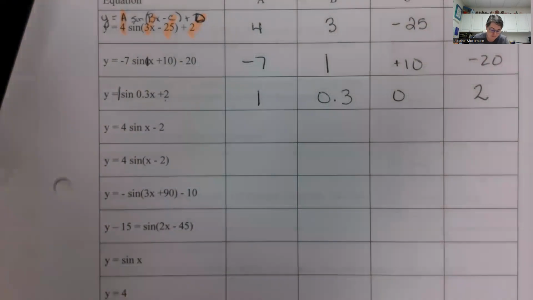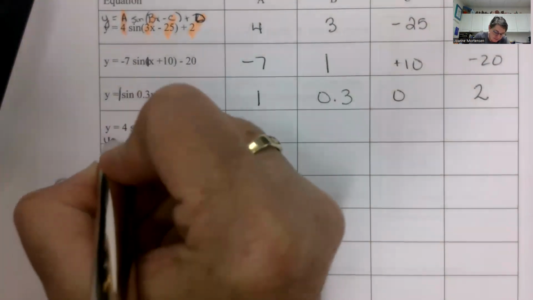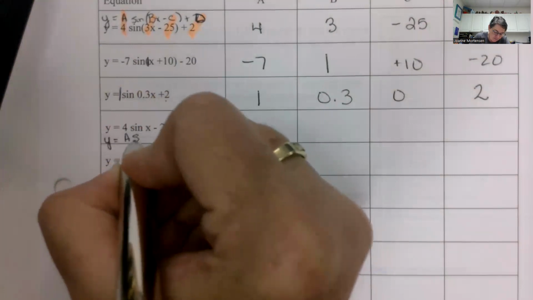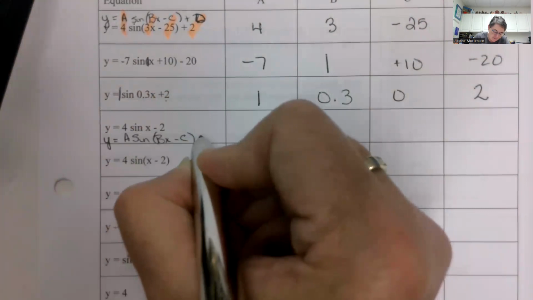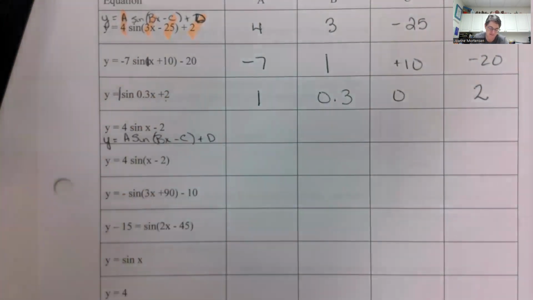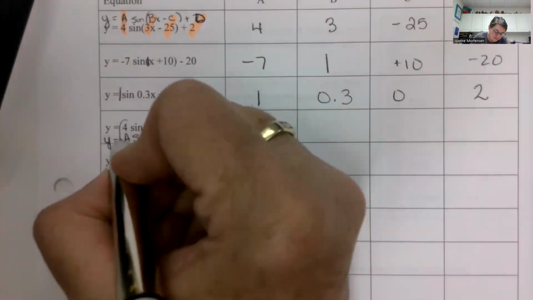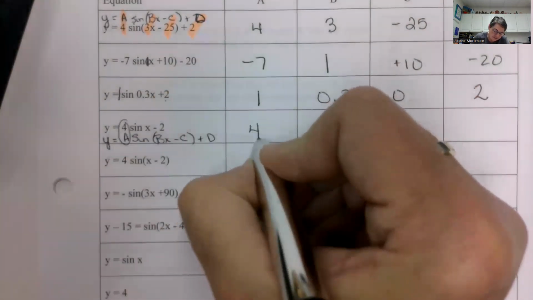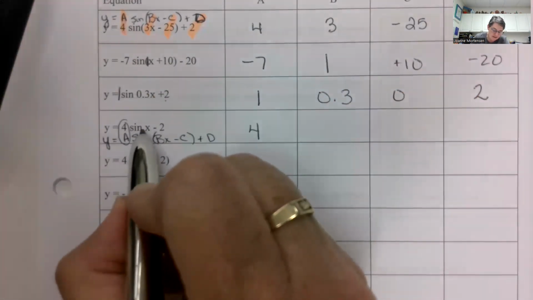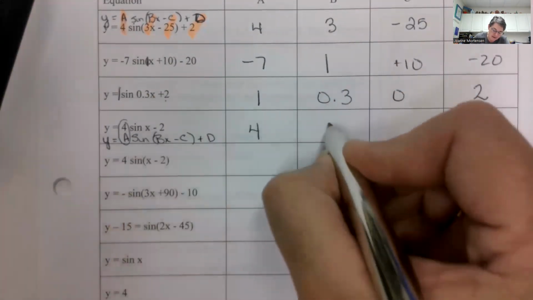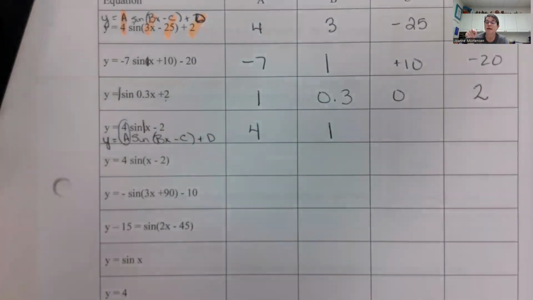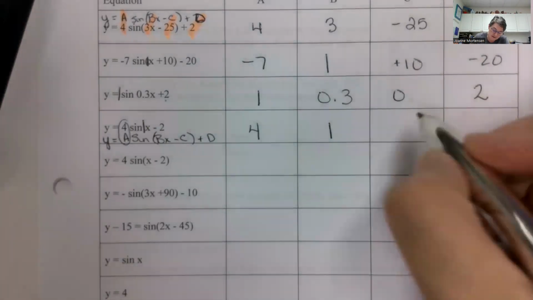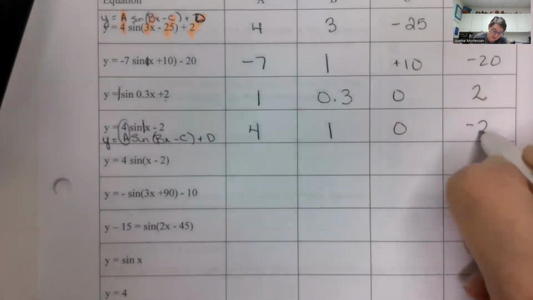Remember, if you get lost, you can always go y is equal to a sine bx minus c plus d. It's a lot bigger than the equation, so maybe it won't help, but there's my a. Now the b is a number right in front of this x, so that's going to be a 1 because there's nothing there. And remember what I said here. If there's no brackets, there's no c. So we put in a 0 and minus 2.